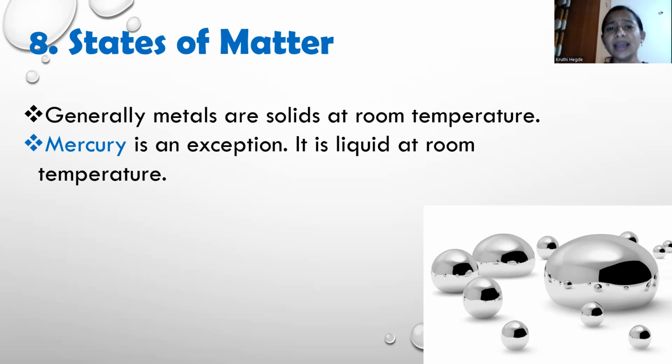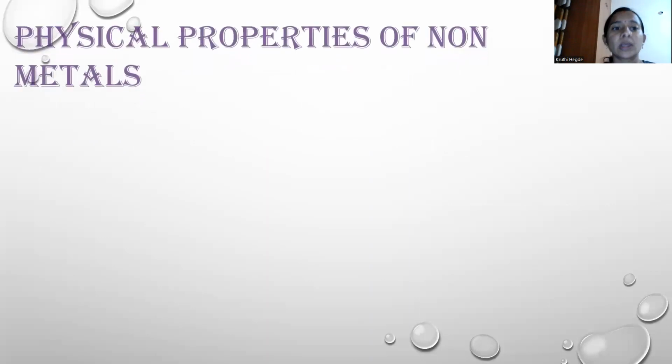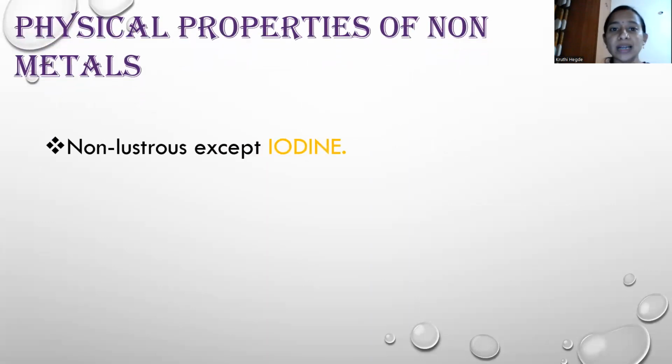Now we'll quickly analyze what would be the physical properties of non-metals. Keeping these eight properties in mind, are they good conductors of electricity and heat, are they malleable, ductile? We're going to discuss physical properties of non-metals. Non-metals are non-lustrous, that means they do not have a shiny property, except one non-metal, that is iodine. Iodine is purple in color, a solid substance which has a shiny appearance.